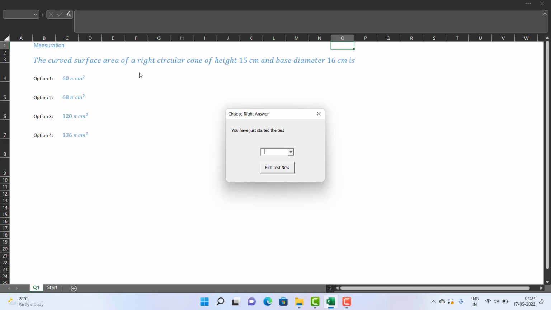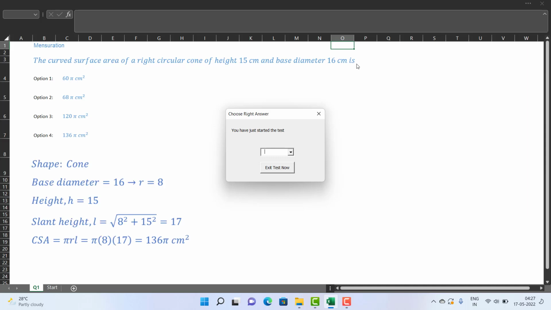The curved surface area of a right circular cone of height 15 cm and base diameter 16 cm is, so h is equal to 15 cm, r is equal to half the diameter, 16 by 2 is 8 cm. First we will find out the slant height. L is equal to root of r squared plus h squared. Root of 15 squared plus 8 squared is 17.